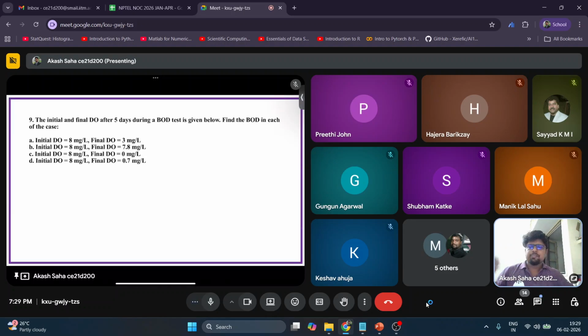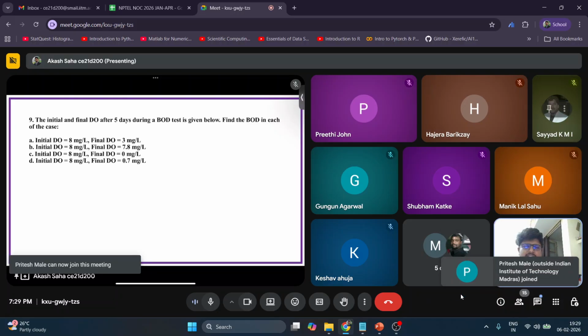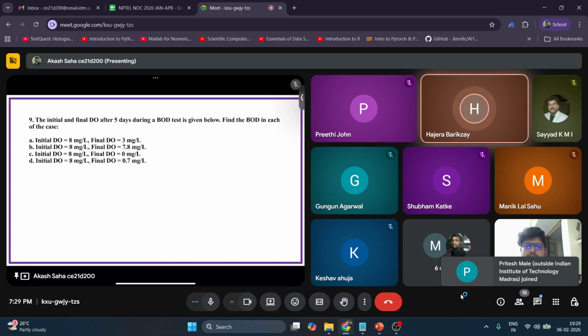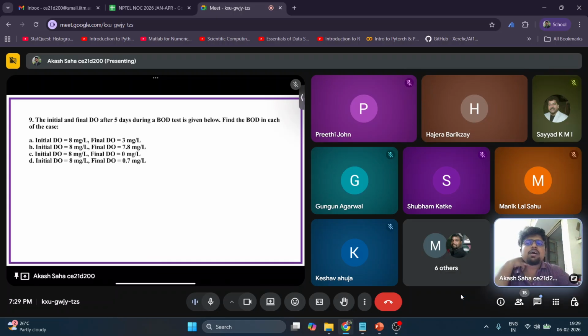Okay, let's solve this. The initial and the final DO after 5 days during a BOD test is given below. Find the BOD in each of the cases. So initial DO in the first case is 8, final DO is 3. Like that, 4 cases are given. This is very simple, direct calculation. So please tell me, it is the initial DO minus the final DO. So what will be the BOD? 8 minus 3 is 5.